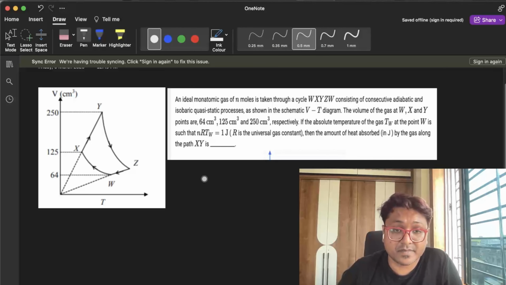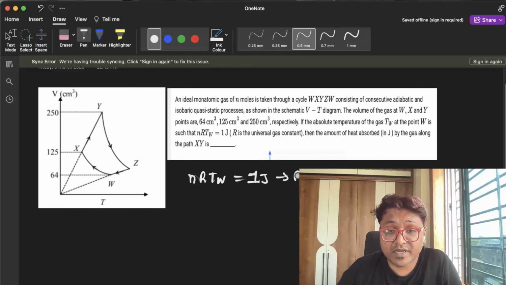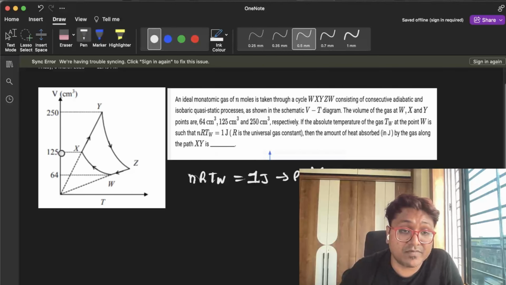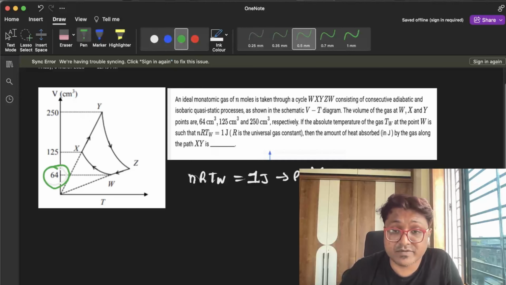So we have nRTW as 1 joule. If this is 1 joule, then we can say that PW times VW will be 1 joule. That's very straightforward, right? After that, one thing is very important here. We already have the VW here, so we can directly find the PW point from here. That will be 1 over 64.